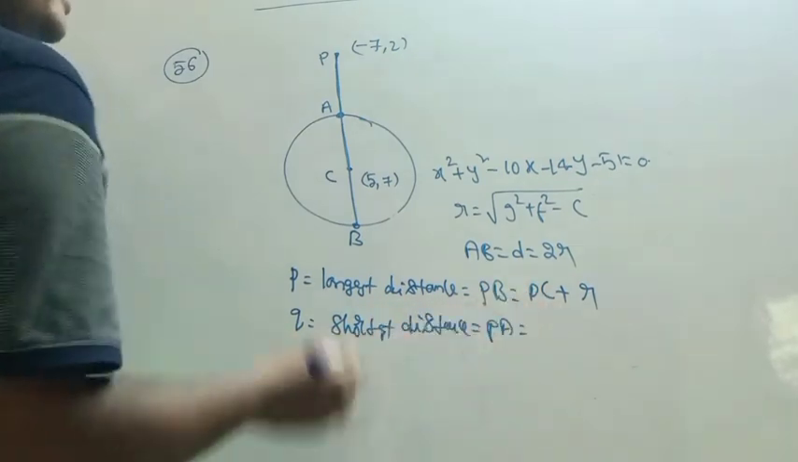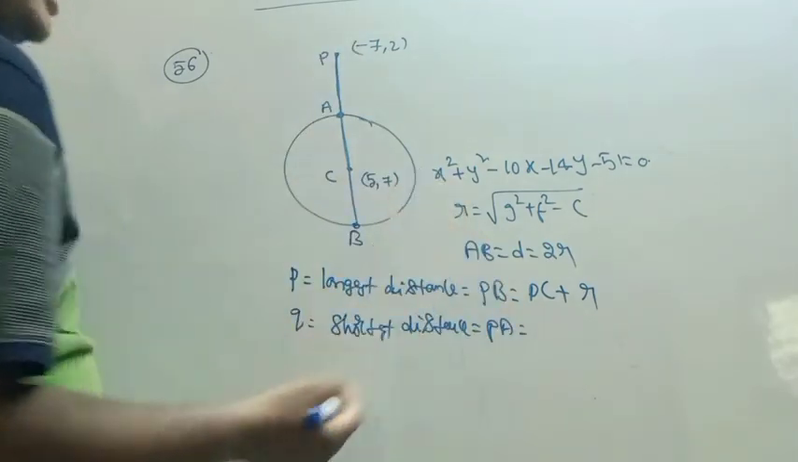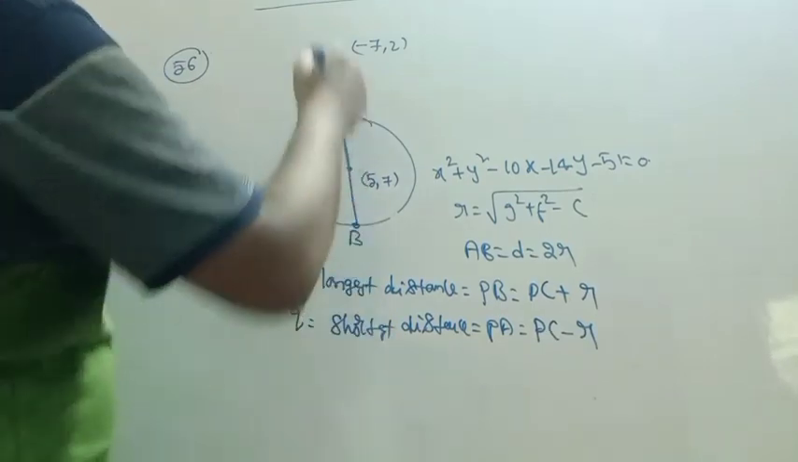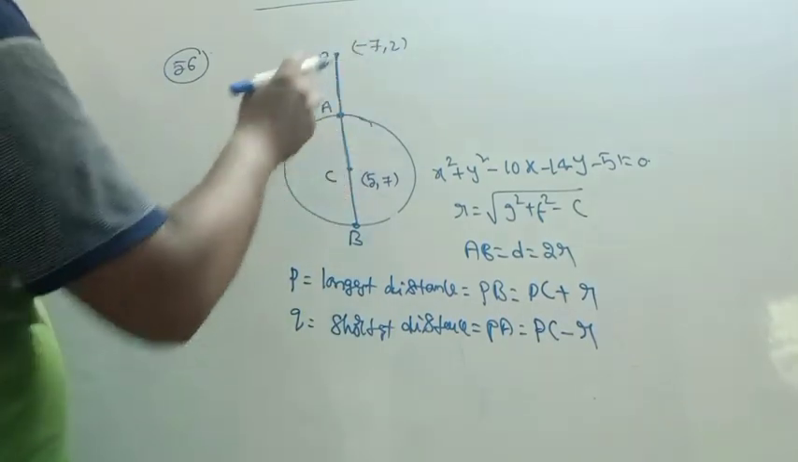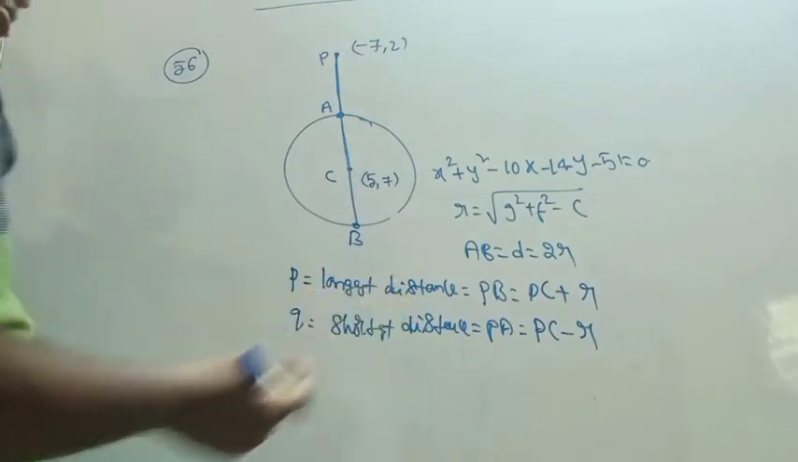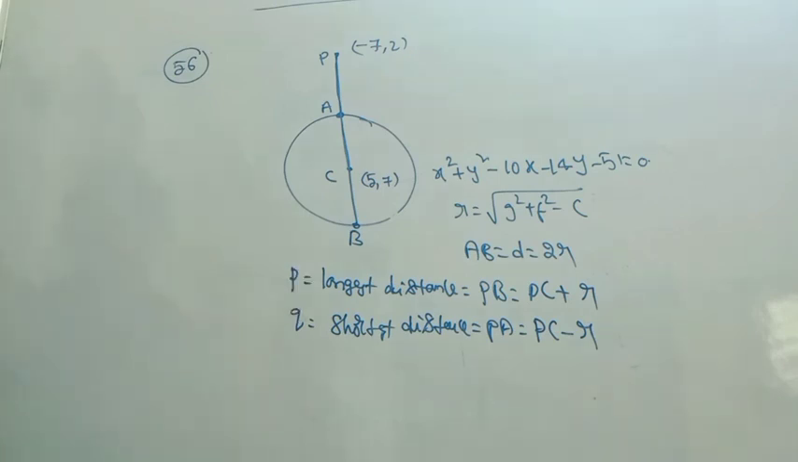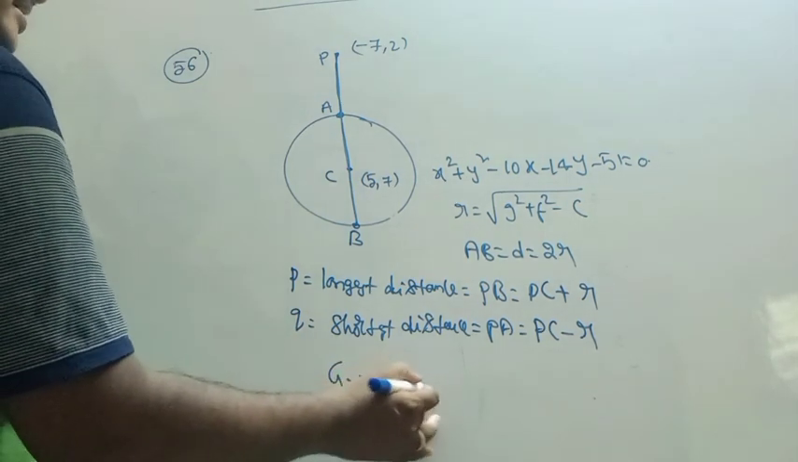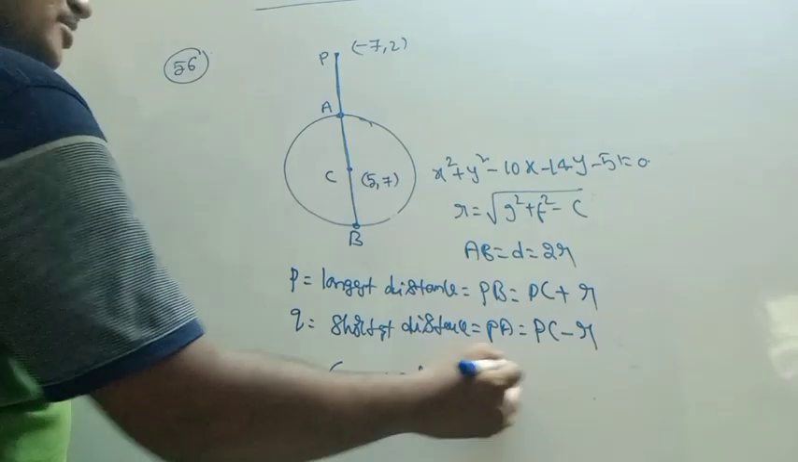This PA you can write as PC minus radius, because P is given and C is known. PC minus radius. Now you know PQ, we will get PQ. Find that, then what they are asking is the geometric mean of P and Q. The geometric mean of P and Q is nothing but root over PQ.